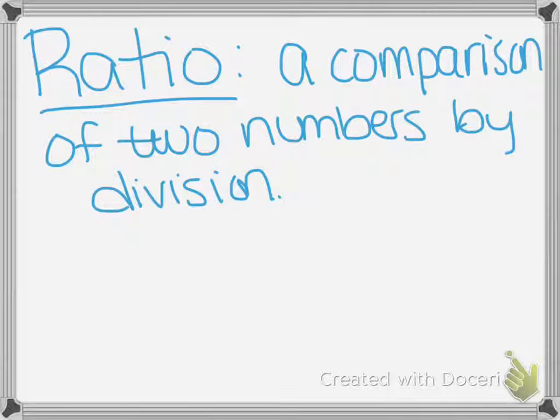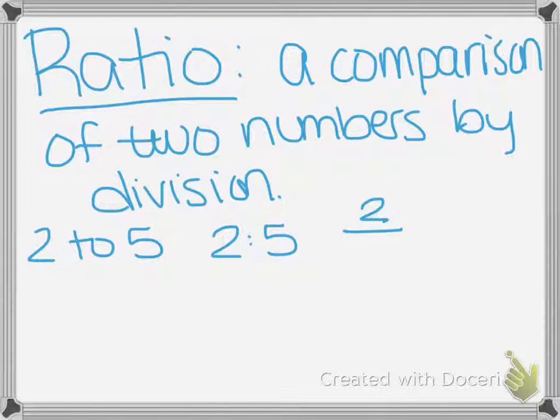So there's a couple ways you can write a ratio. For example, if I'm comparing two numbers, 2 to 5 would be an example of a ratio. I can also write this as 2 with a colon 5, that is still considered a ratio. We would still read that as 2 to 5. And then the last way to do it is as a fraction. This should look familiar because we've talked quite a bit about the fact that fraction bars are division problems as well.